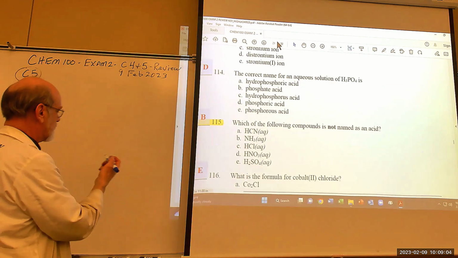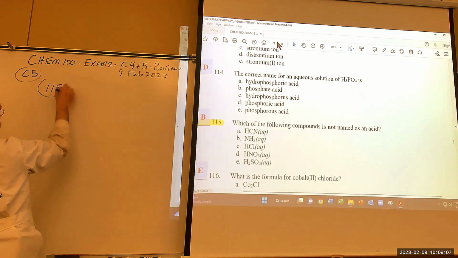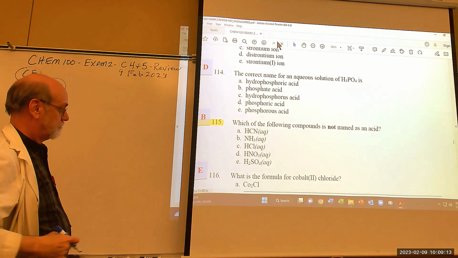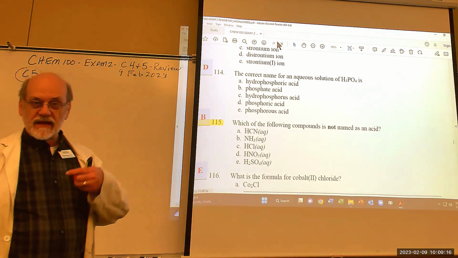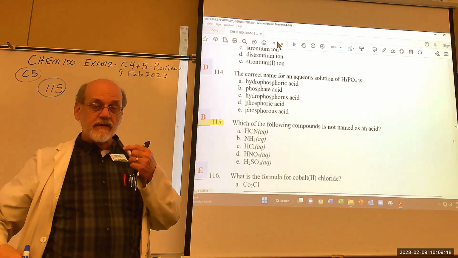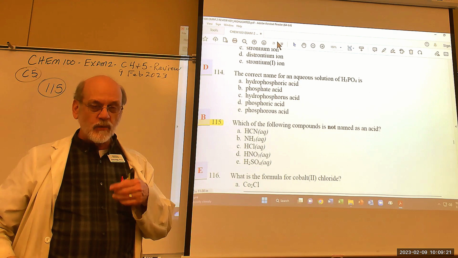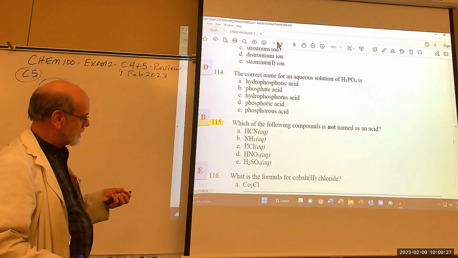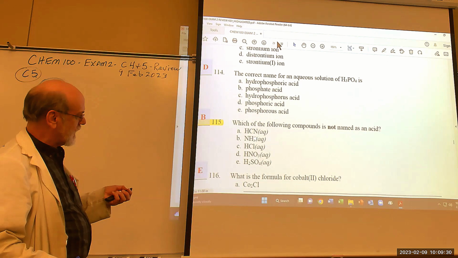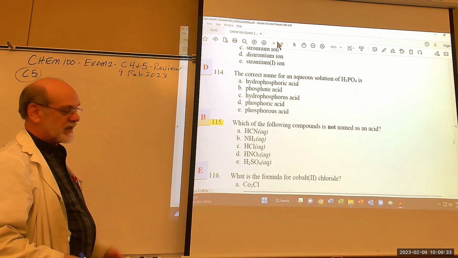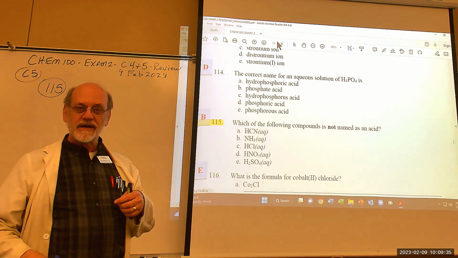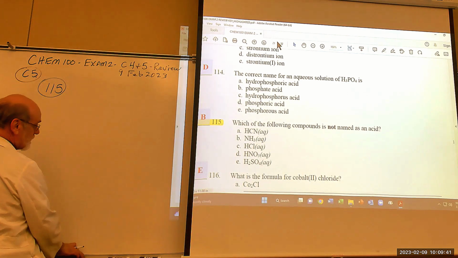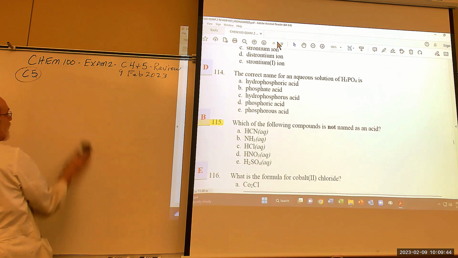All right, 115. Which of the following compounds is not named as an acid? All right. The quickest way to get to the answer here is if it's not an acid, it will not begin with a hydrogen. That begins with a hydrogen. Hydrogen there, hydrogen there, hydrogen there. This one does not. Ammonia is in fact a base. Right? So B is the one that's not named as an acid.